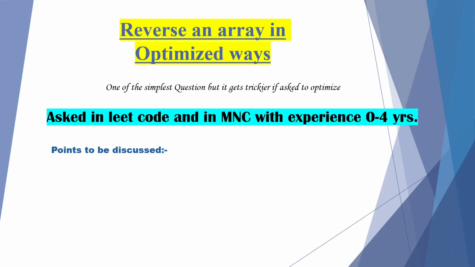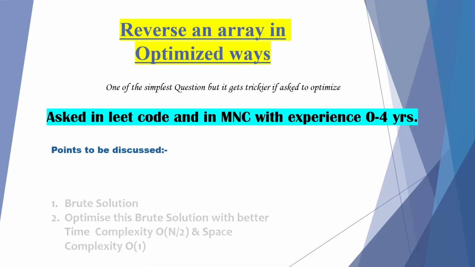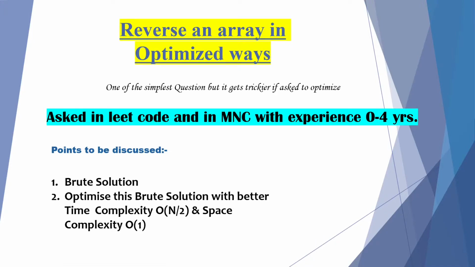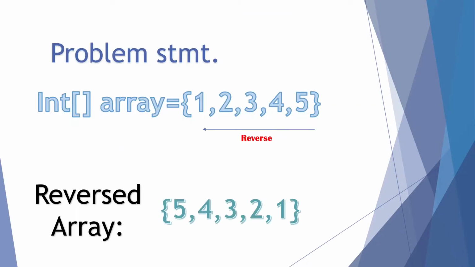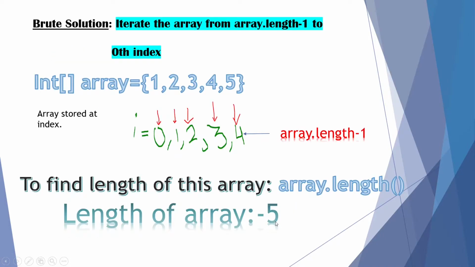So let's move to the points that we're going to discuss here. We are going to see the brute solution and how we are going to optimize that brute solution with better time complexity and space complexity. This is our problem statement, where we have an array and we are going to reverse it in this form. So 1, 2, 3, 4, 5 is our array and we want this to be 5, 4, 3, 2, 1. Let's move to the brute solution.